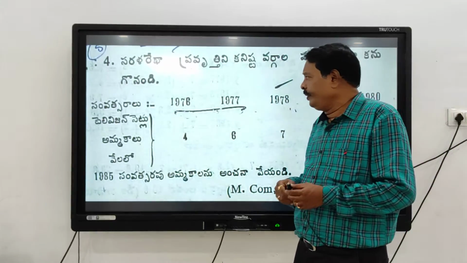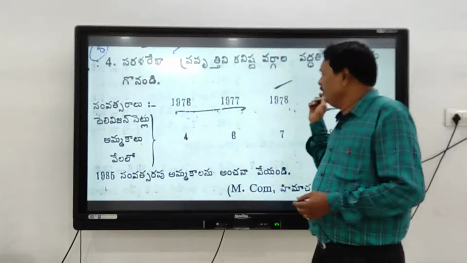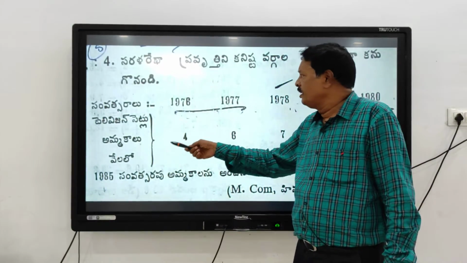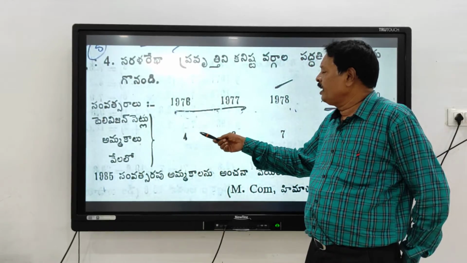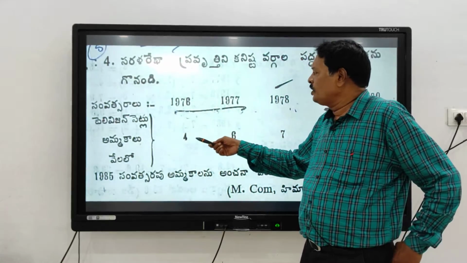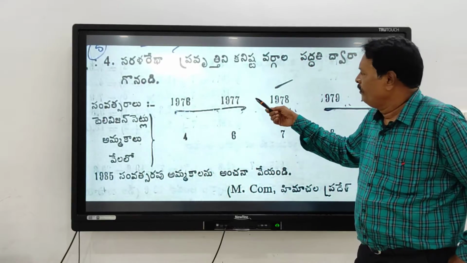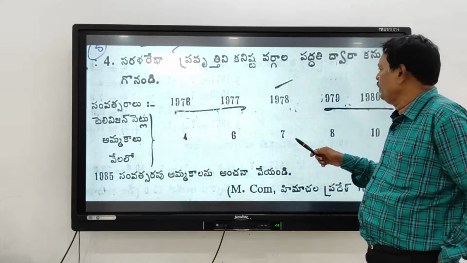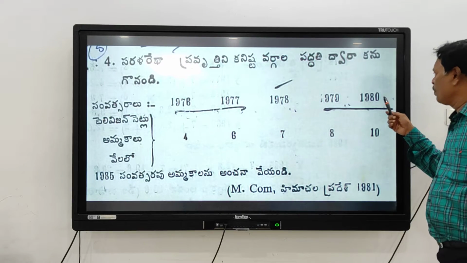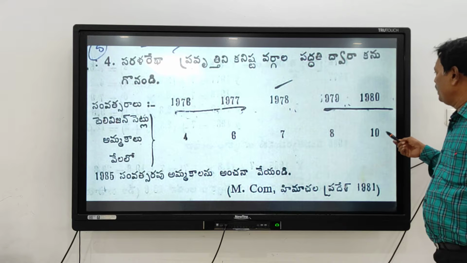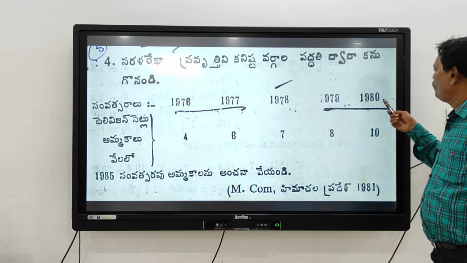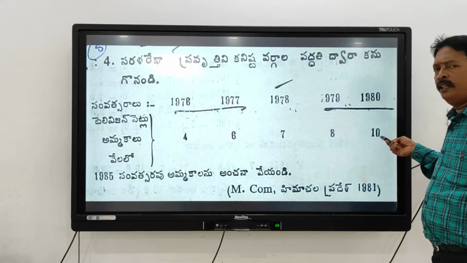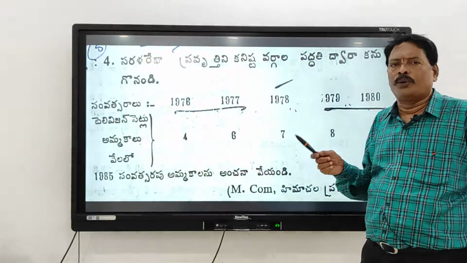At the same time, regarding these years, the company's sales of television sets are given. For 1976, the company sold 4,000 television sets. For 1977, 6,000 television sets were sold. Like this, information is given up to 1980. In 1980, 10,000 television sets were sold.